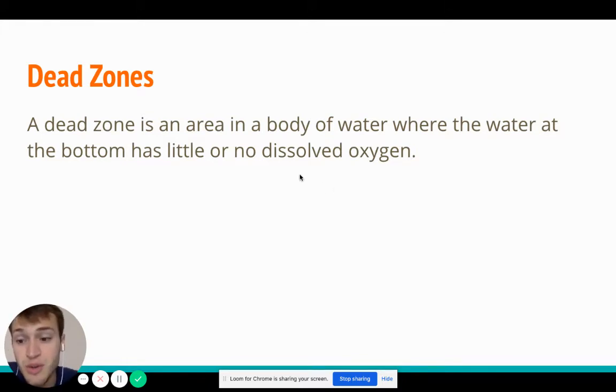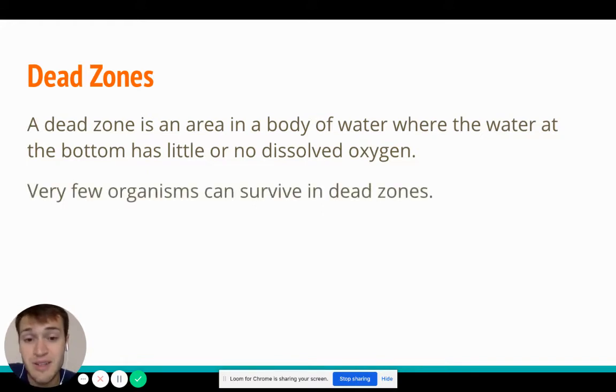So if there's little or no dissolved oxygen at the bottom of the ocean, what do you think is going to happen? You're right, the fish will die. The fish that live there are going to die because very few organisms can survive in dead zones. So without oxygen, you can't really have life.